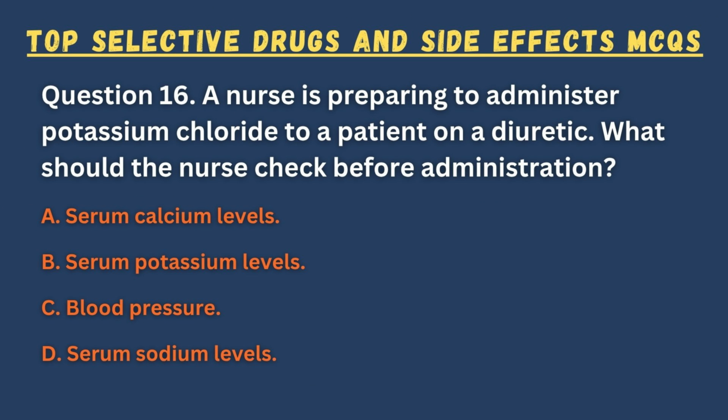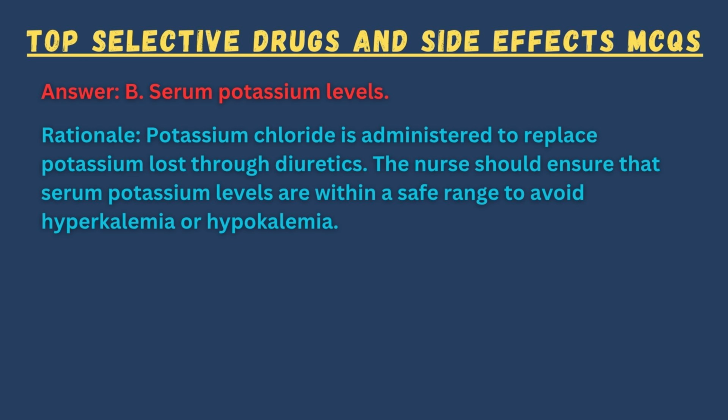Question 16. A nurse is preparing to administer potassium chloride to a patient on a diuretic. What should the nurse check before administration? A. Serum calcium levels. B. Serum potassium levels. C. Blood pressure. D. Serum sodium levels. Answer: B. Serum potassium levels. Rationale: potassium chloride is administered to replace potassium lost through diuretics. The nurse should ensure that serum potassium levels are within a safe range to avoid hyperkalemia or hypokalemia.